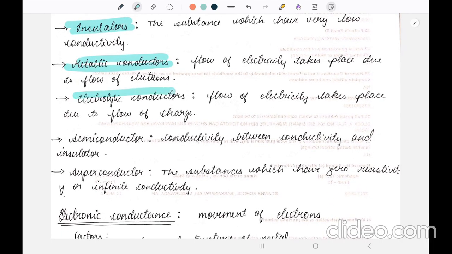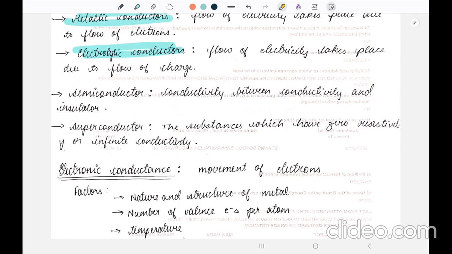Next is the electrolytic conductors. So here the flow of electricity takes place due to the flow of ions. That is, the matter will decompose into ions. So the electrical conductivity will increase. That is, the electrolytic conductivity will increase with the increase of temperature due to increase in the decomposition of the electrolyte. Next is the semiconductors.